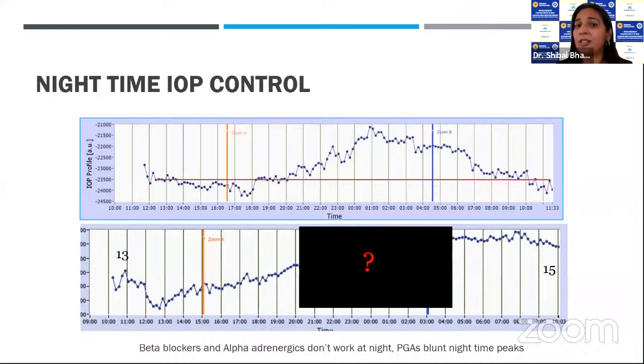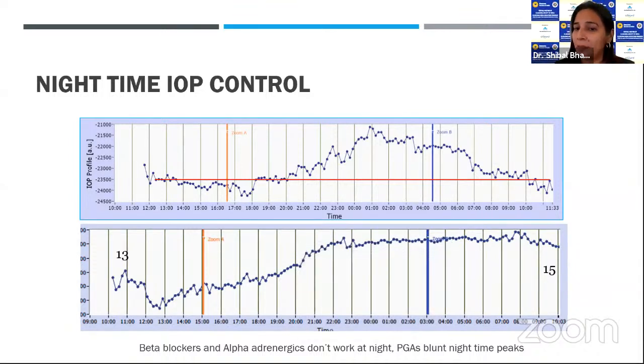All of us have a physiological increase in eye pressure when we are sleeping, and this becomes more exaggerated in glaucoma patients. The beta blockers and alpha adrenergic drugs do not work at night. Prostaglandin analogs are the best at blunting nighttime peaks. I don't need to go into the evidence because this is a 10-minute conversation, but please accept this as gospel truth. There is really no challenging the fact for any of your patients that prostaglandin analogs are the first-line drug today for glaucoma management.